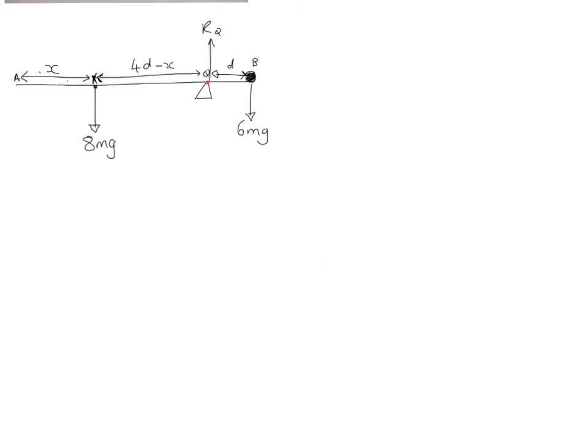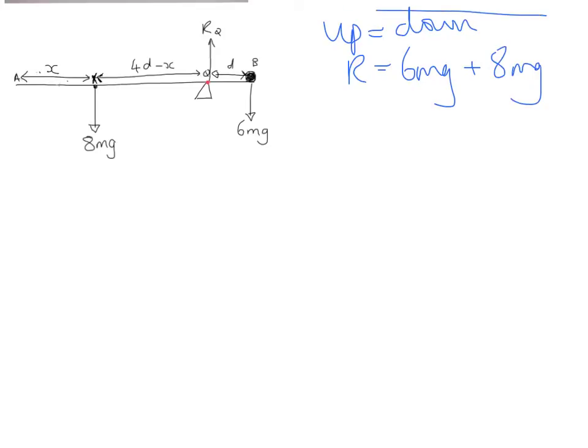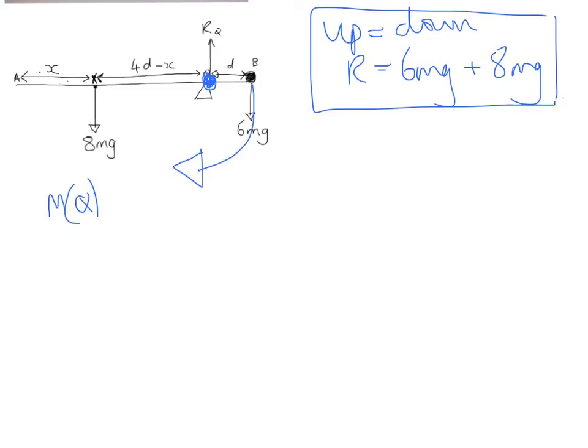Guess what I'm going to start with? I'm going to start with up equals down, because I'm always going to start with up equals down, and I'm never going to forget to do that at the beginning, just in case it's useful. So there we go, up equals down. Now I'm going to take moments about Q. Why not? So if I'm taking moments about Q, the reaction force now doesn't feature because it doesn't have a moment about Q, but the other two do. The 6 mg is going clockwise, and the 8 mg is going anti-clockwise.